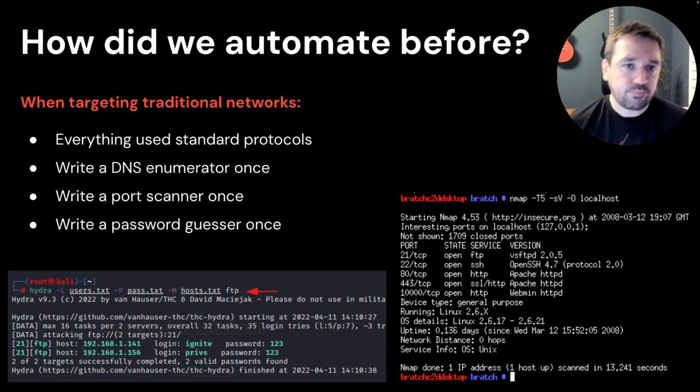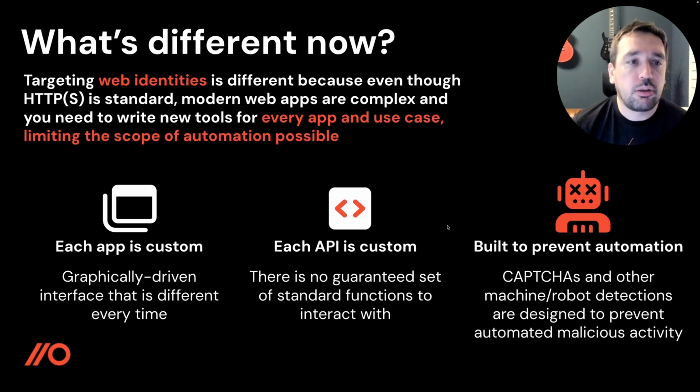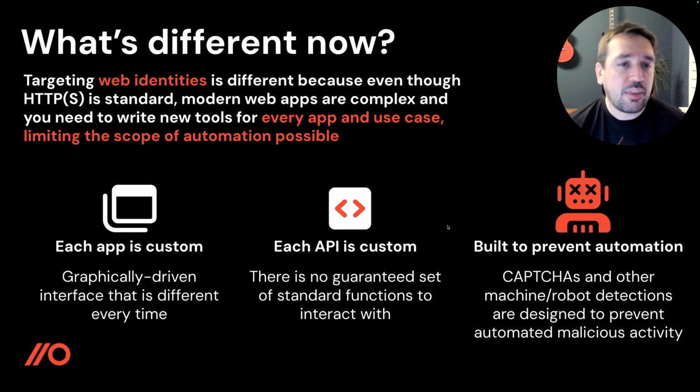It was easy. That's changed. What's different now? Well, we're targeting web identities now on a big sprawl of thousands of different SaaS apps. And the irony is that they're all based on HTTP, which is standard, but that's it. Everything else is different. Modern web apps, they're complex. Each app is different and it's a graphically driven interface.